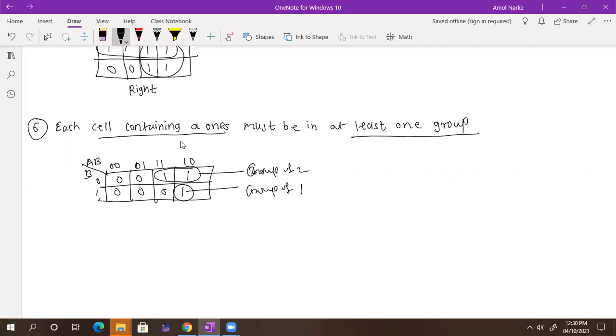What does each cell containing ones mean? Suppose we have one cell. A cell is nothing but this one, this is one cell. This is the second, third, fourth, fifth, sixth, seventh. If a cell contains a one, suppose this contains a one, then that one must be in at least one group. So you should get that one in at least one group. Got it now? Yes, sir.